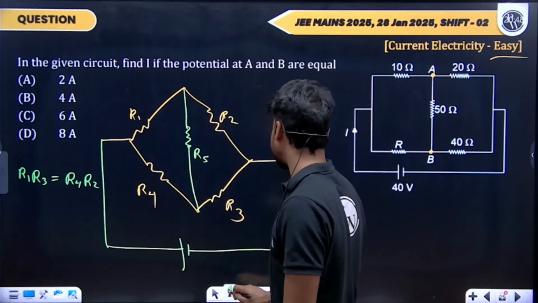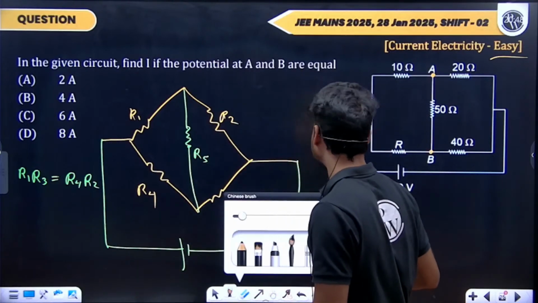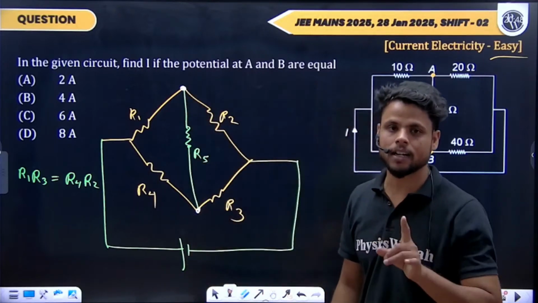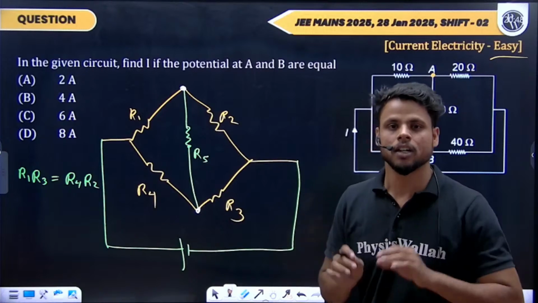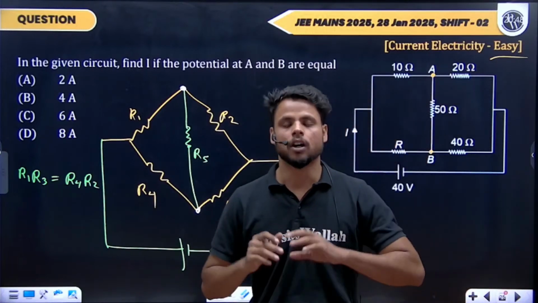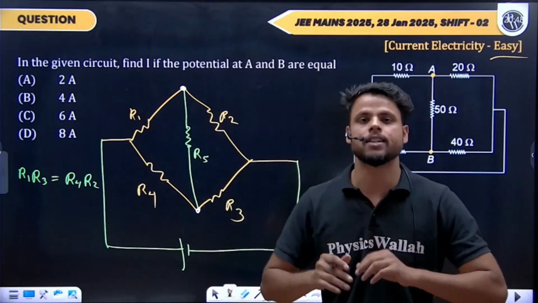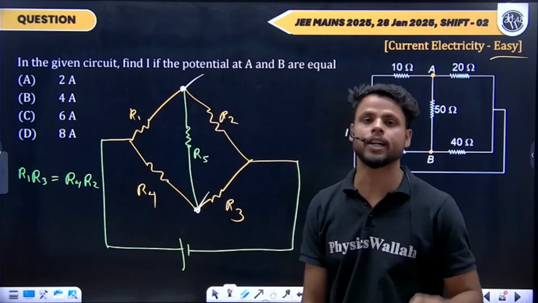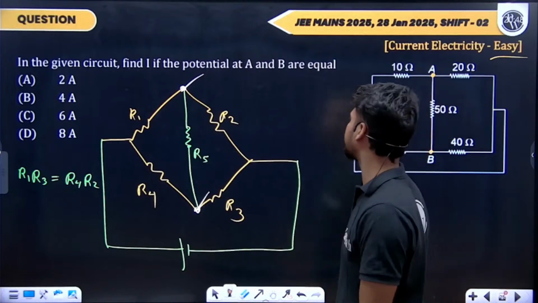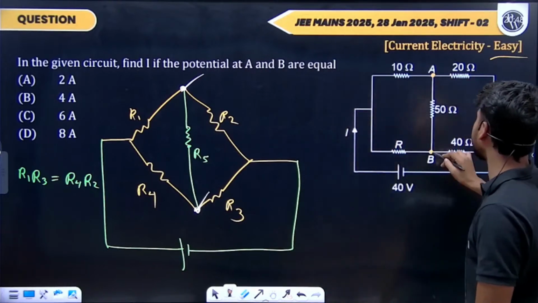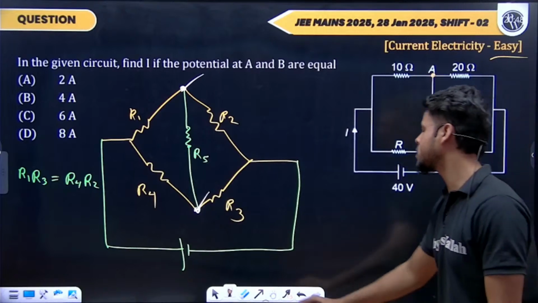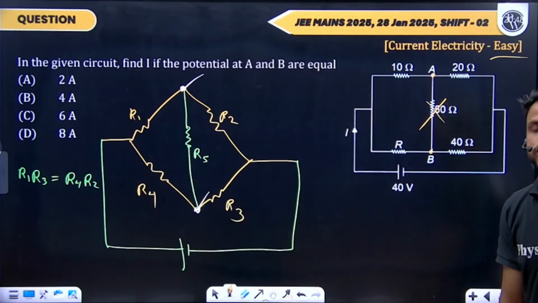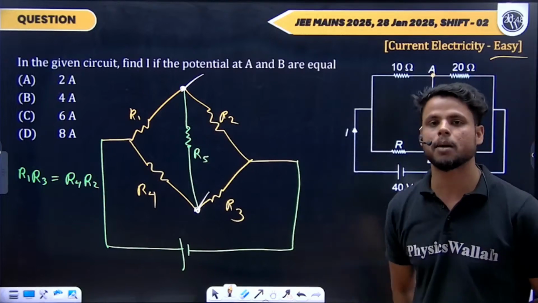So if this bridge is balanced, then what will happen? Then the potentials of these two ends will become the same, and from here we can say that current always flows due to potential difference. And if there is no potential difference between these 2 points, then no current will flow from here. That's why it is given that the potentials of A and B are the same. So if the potentials of A and B are the same, then there will be no current through the 50 ohm resistor, and this is a balanced Wheatstone bridge.